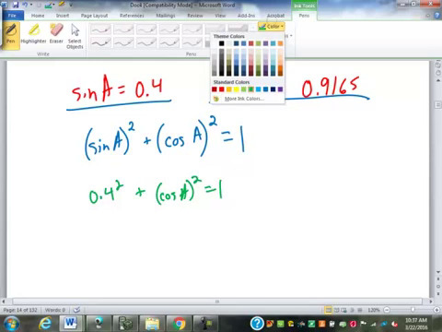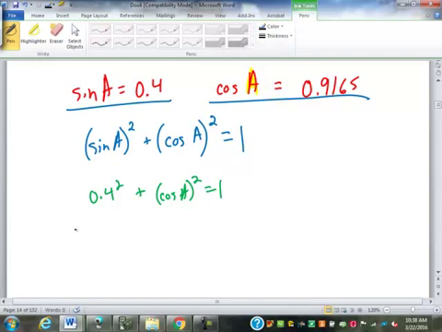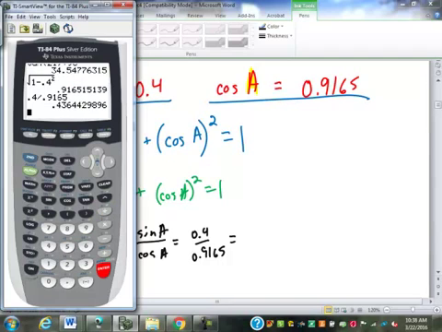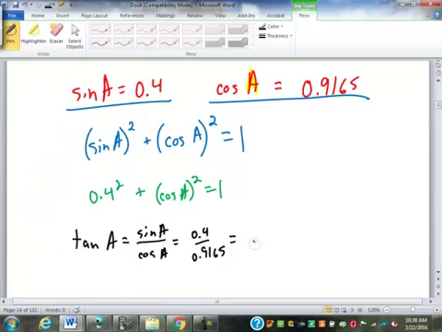So now from that, what if I ask you for the tangent of angle A? How would I find it? Tangent is, yes, but if I only have the trig functions, it's sine over cosine. Which would give us 0.4364.